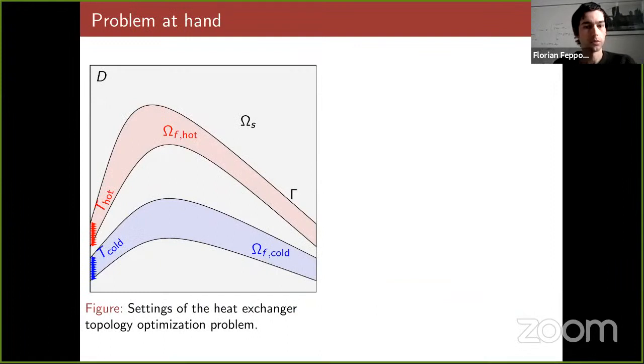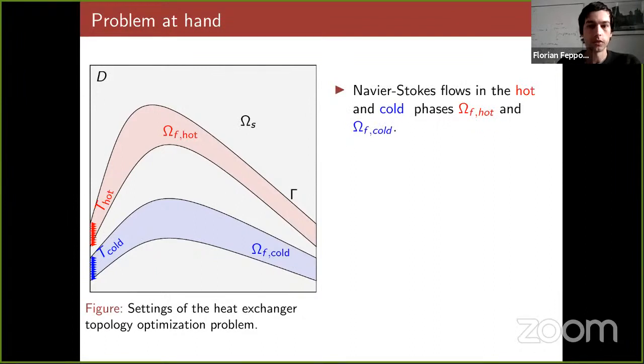So the problem at hand is similar to the problem that Casper just treated. We consider a solid structure, omega S in gray, in which we have two phases of fluids, one hot phase and one cold phase. It's a heat exchanger, and we want to find the shape of both phases such that the heat transferred from the hot fluid to the cold fluid is maximized. We can think of several configurations, whether cross flow or counter flow. So this is the problem at hand.